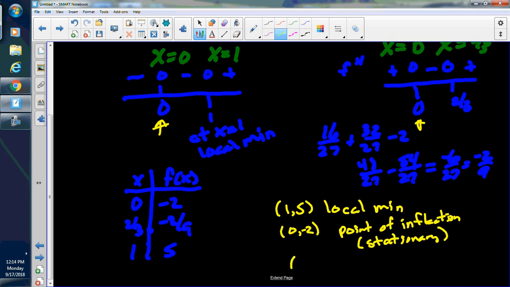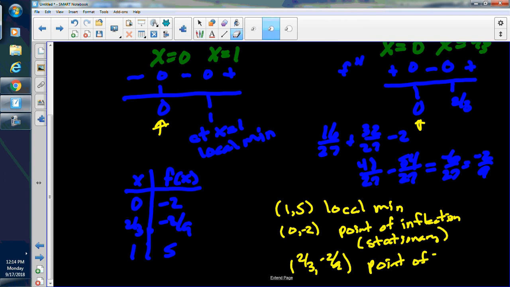And then the point 2/3, negative 2/9. It's changing sign from negative to positive, so it's just a point of inflection. And it's not stationary because at 2/3 the first derivative doesn't equal 0.